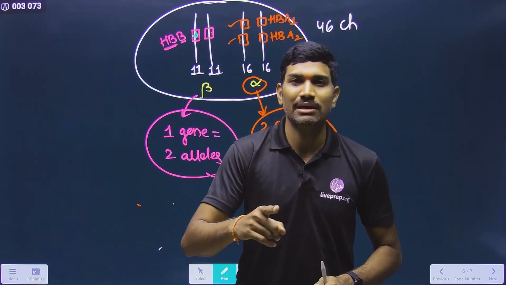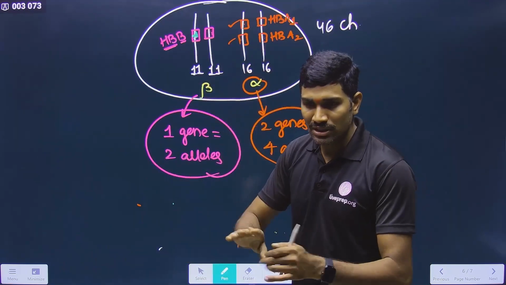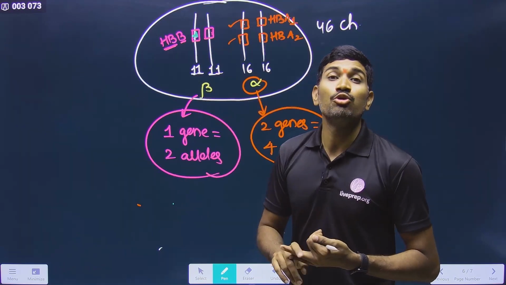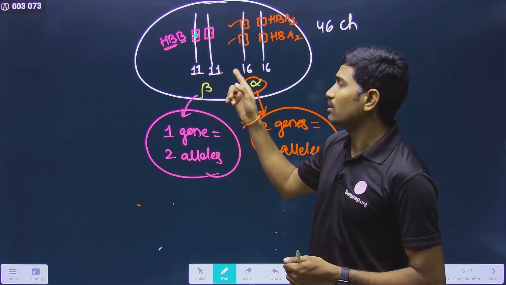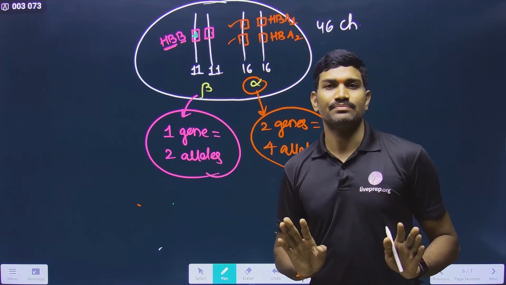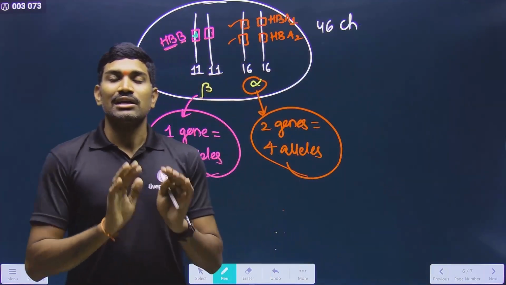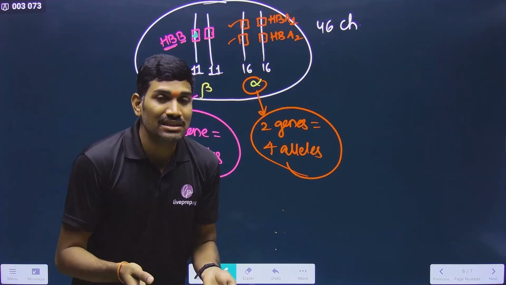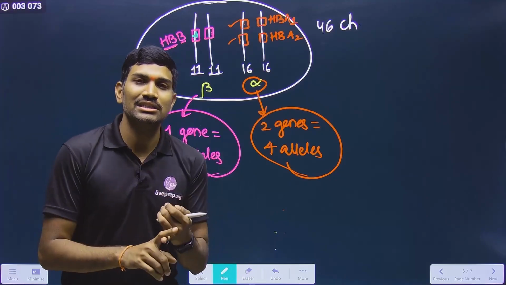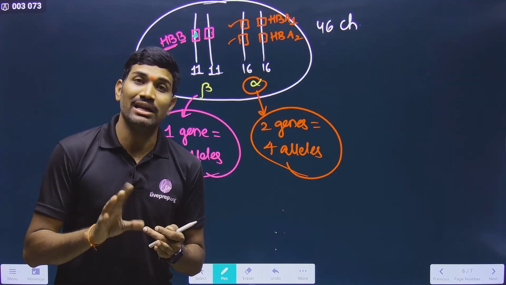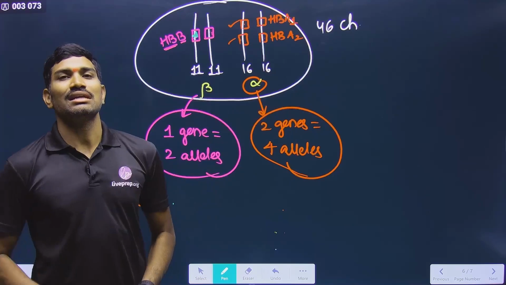So in thalassemia what happens? Less or no production of either alpha chain or beta chain. That is alpha and beta thalassemia. So in thalassemia, the production of hemoglobin protein chains, alpha chain and beta chain, is decreased or not happening. That's why it is called thalassemia.